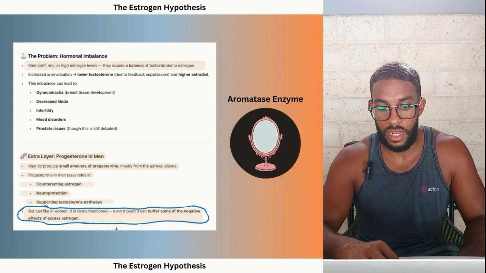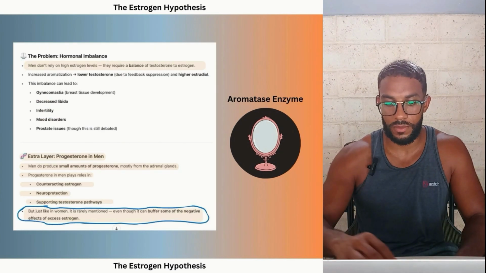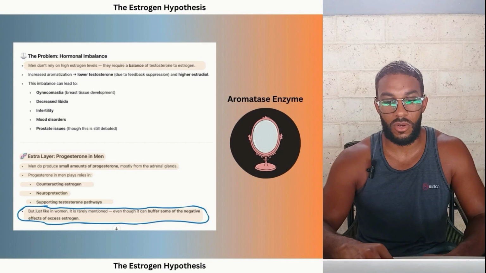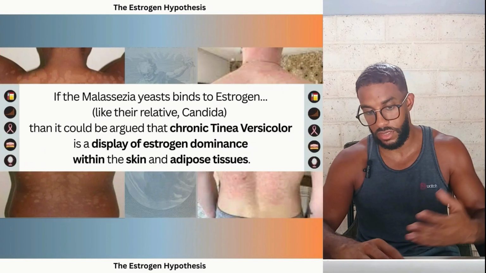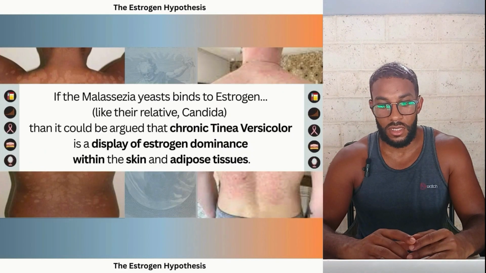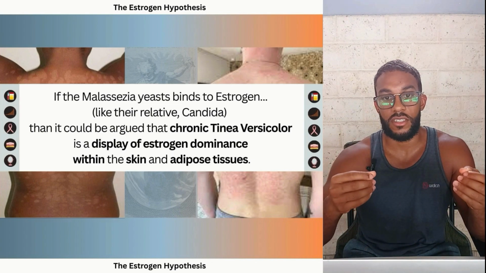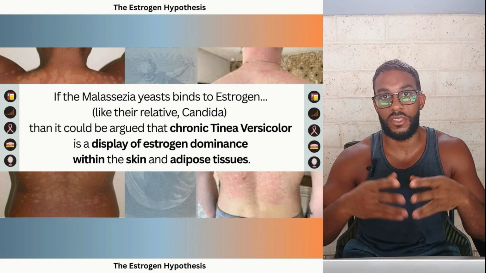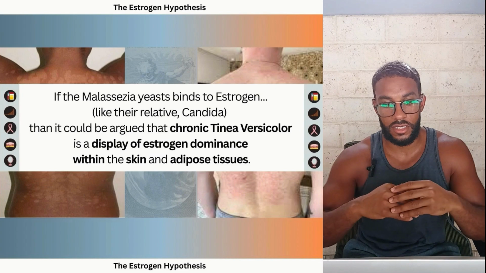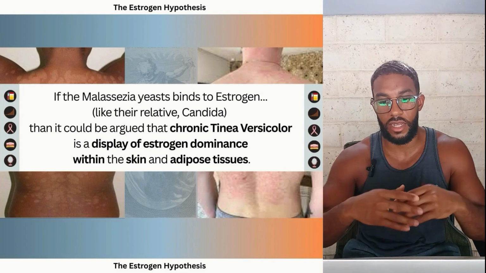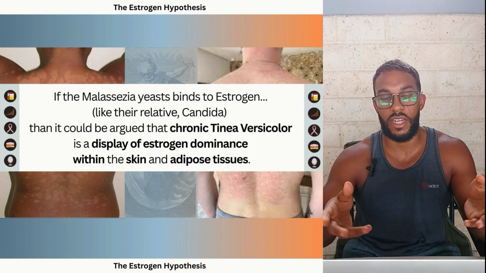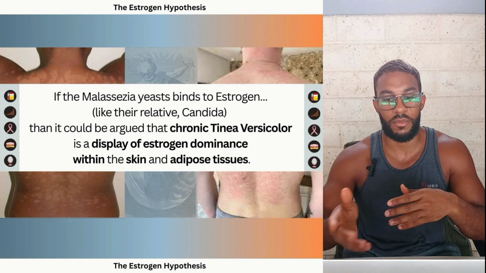This is the problem that a lot of people with Tinea Versicolor are dealing with too. And so I've done all of this, these 5 bullets, just to really hint and point out the fact that if the Malassezia yeasts are binding to estrogen similar to how the relative Candida yeasts are, then it could be argued that chronic TV is a display of estrogen dominance within the skin and the adipose tissues.